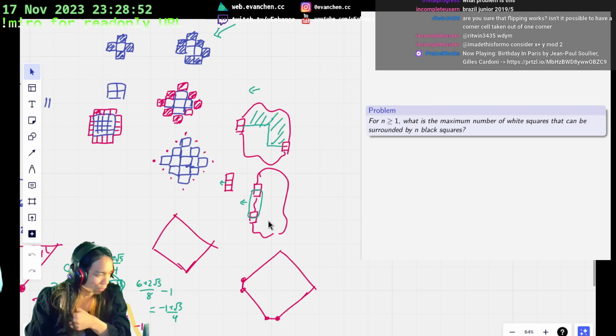Is it possible to have a corner cell taken out of one corner? I don't follow. I'm trying to claim that the red contour that I'm drawing has to be convex. That's what the flipping is trying to do.